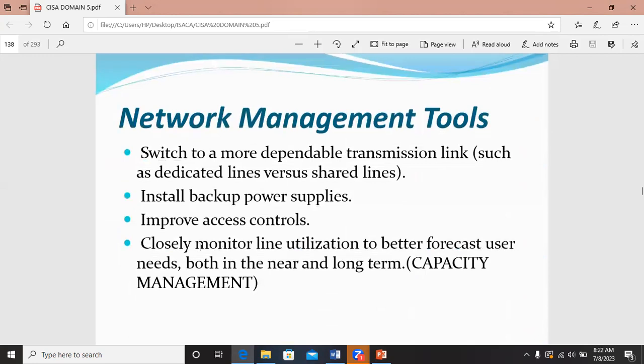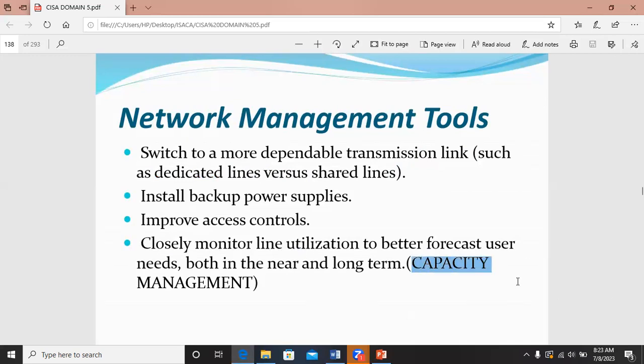So generally, you need to switch to a more dependable transmission link. All right. We said that dedicated lines are always more reliable than shared lines, but it's more expensive. All right. Install backup power supplies. Very important, especially in a third world country like Nigeria. Improve access security. All right. Closely monitor utilization.